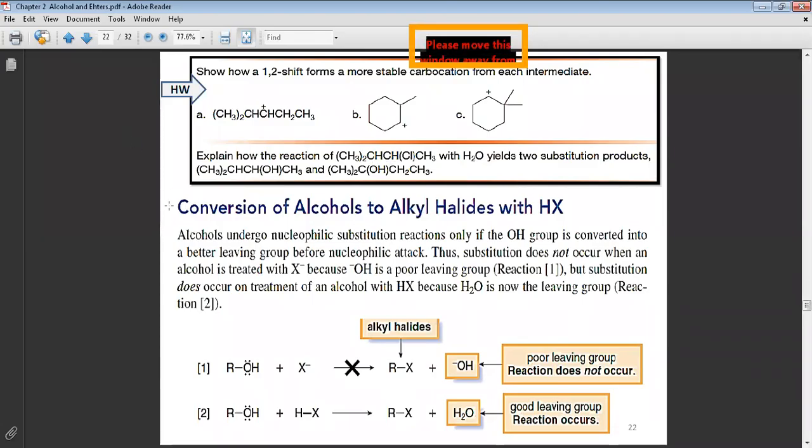Inshallah, the next lecture will be conversion of alcohol to alkyl halide with HX, the reaction of alcohol with HX.